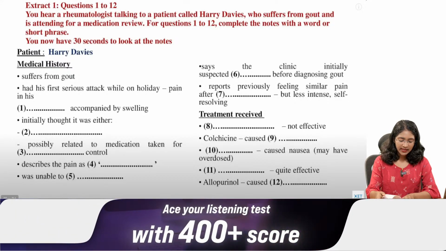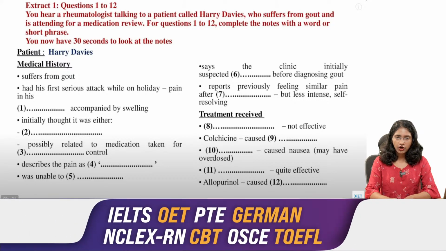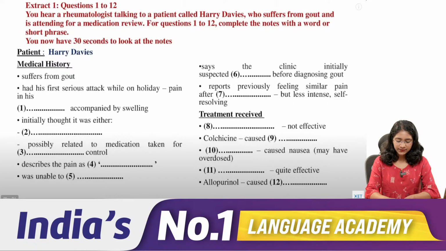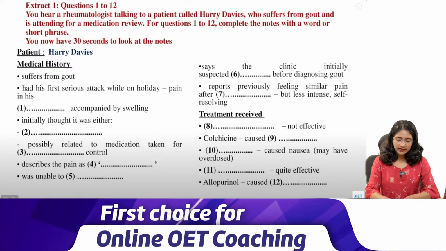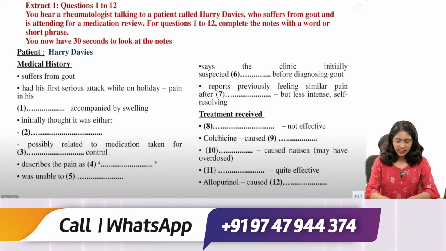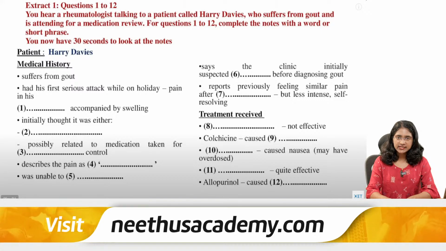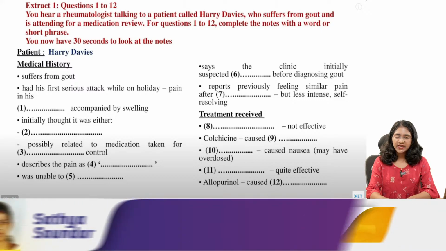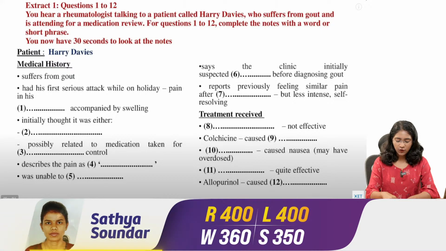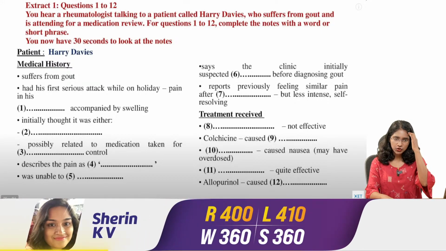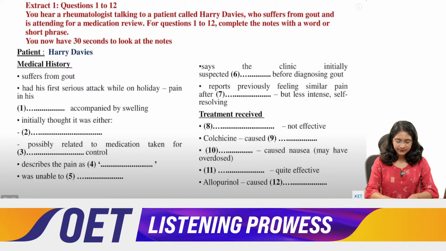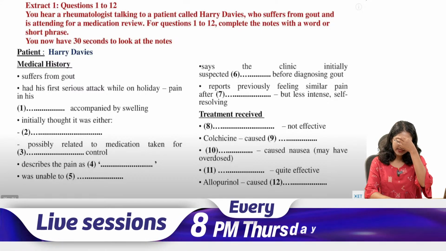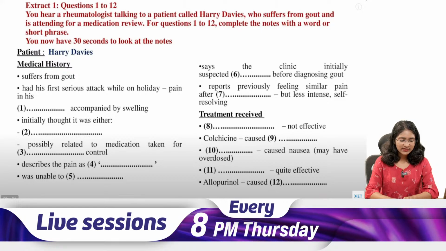Next bullet point: initially thought it was either dash. Third bullet point, put a hyphen and write: possibly related to medication taken for dash control. Fourth bullet point: describes the pain as dash.